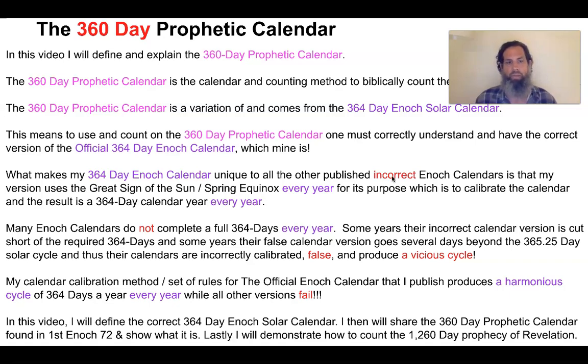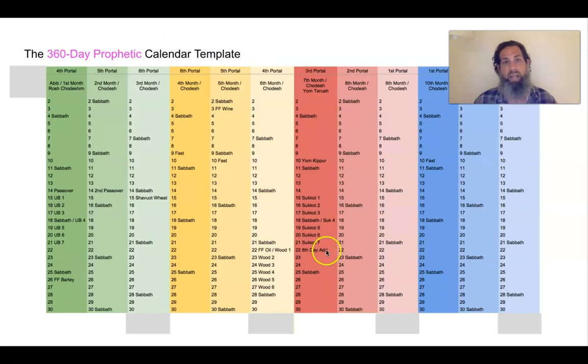My calendar calibration method, or set of rules of the official Enoch calendar that I publish, produces a harmonious cycle of 364 days a year every year, while all other versions fail and do not. In this video that you are watching, I will define the correct 364-day Enoch solar calendar. I will then share the 360-day prophetic calendar found in 1 Enoch chapter 72, and will show what the 360-day prophetic calendar is. And lastly, I will demonstrate how to count the 1,260-day prophecy of Revelation.